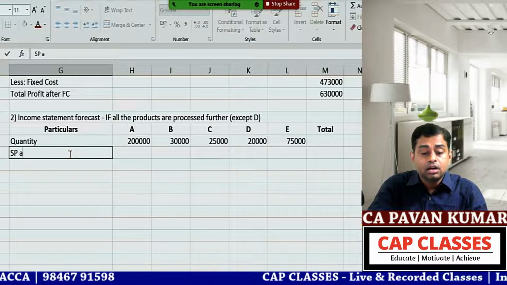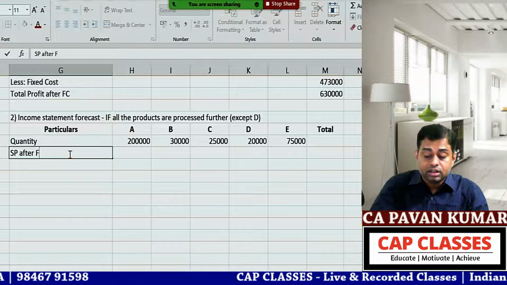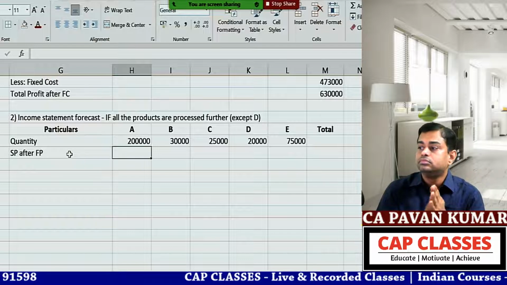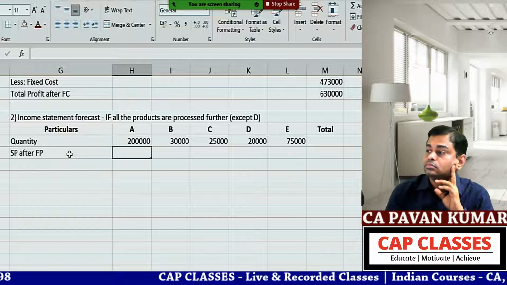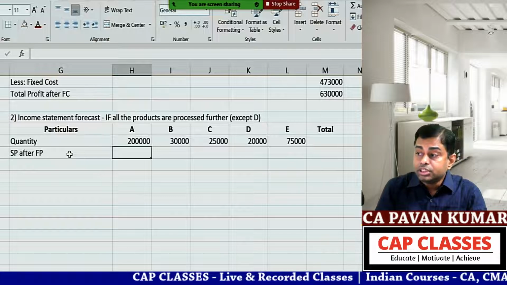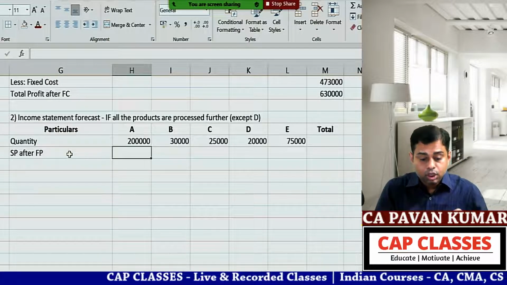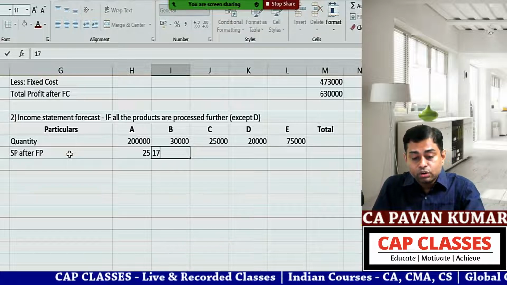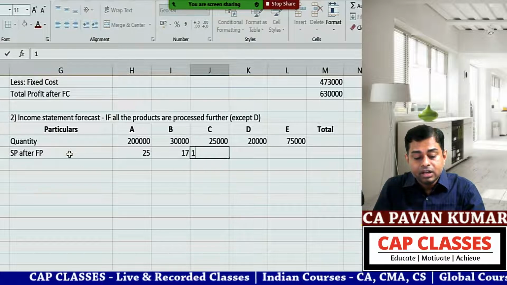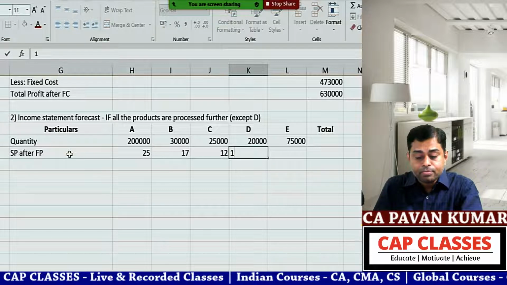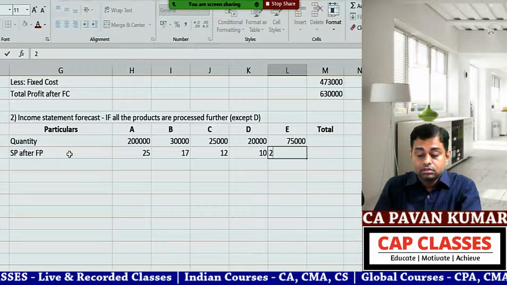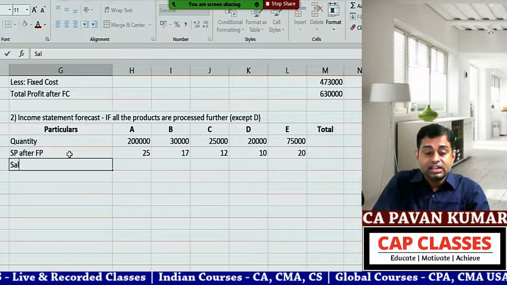Selling price after further processing. Ramya, tell me, selling price after further processing, how much? 25. How much? 25 for A, sir. 25, okay. 17, okay. 12, okay. Here 10. 10 only. 20. Next, tell me the sales revenue.